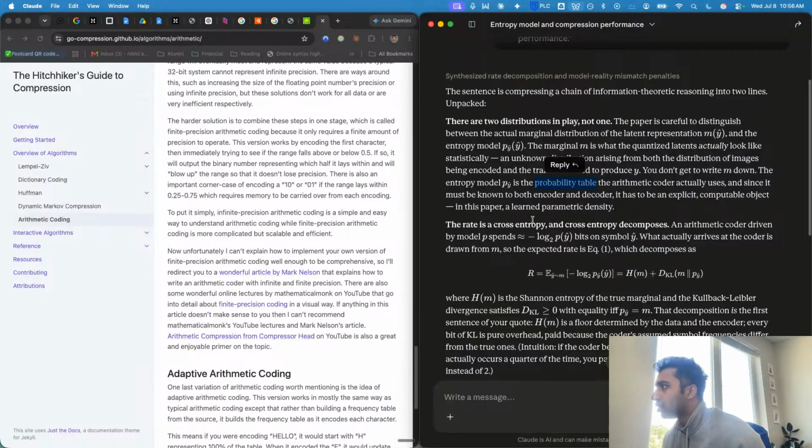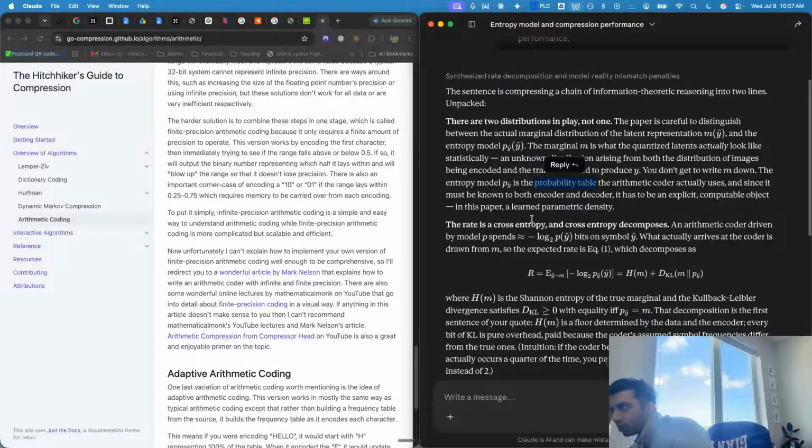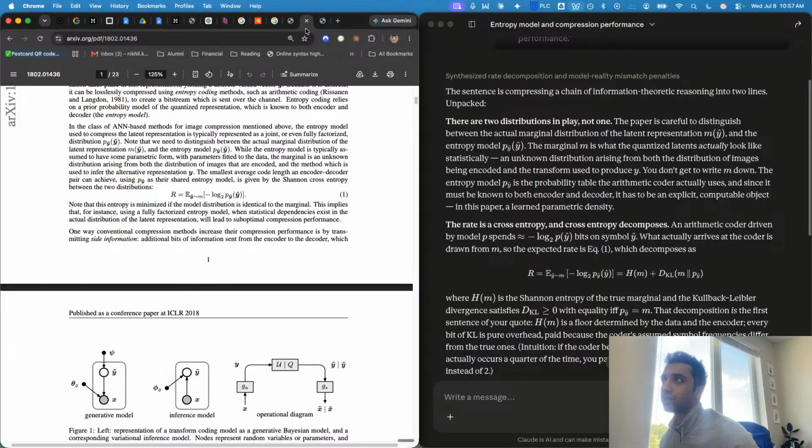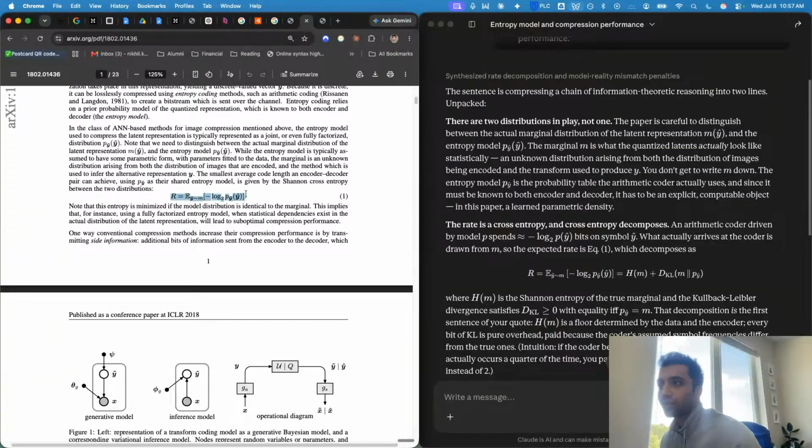Okay, now the rate is a cross entropy, and the cross entropy decomposes. An arithmetic coder driven by model P spends blah bits on symbol blah, but what actually arrives at the coder is drawn from M. Yes, okay, so the expected rate is equation 1. What's equation 1? Expected rate is equation 1. Okay, sure.